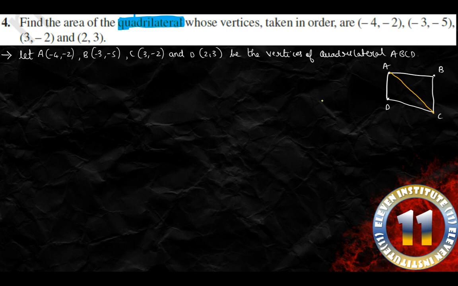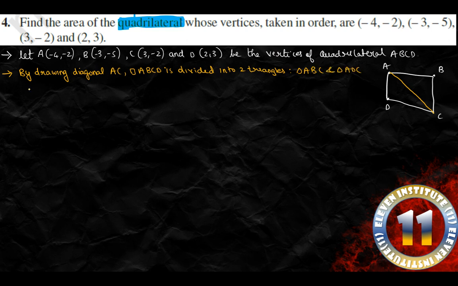That's it. So the next step that we will write over here is by drawing diagonal AC, the quadrilateral ABCD is divided into two triangles, which are triangle ABC and triangle ADC. So now let us find the area of ABC and ADC, and in the end we will add both areas, so the area of the quadrilateral will automatically be found.